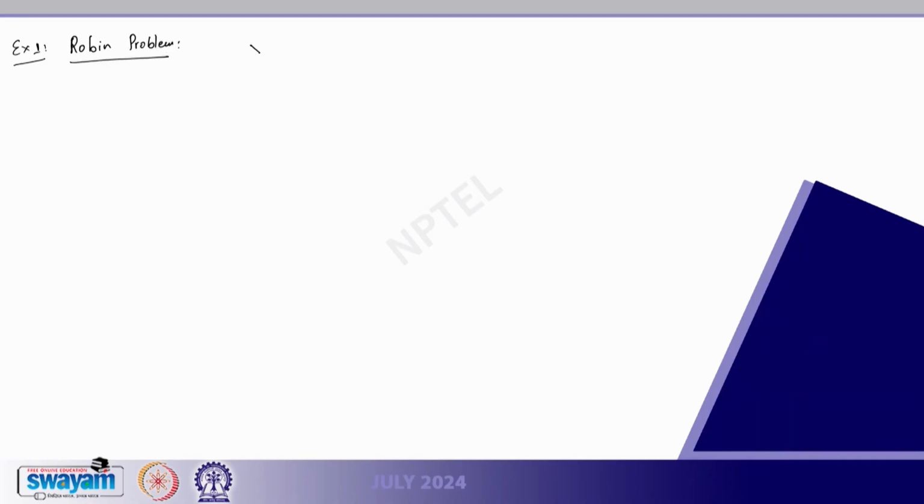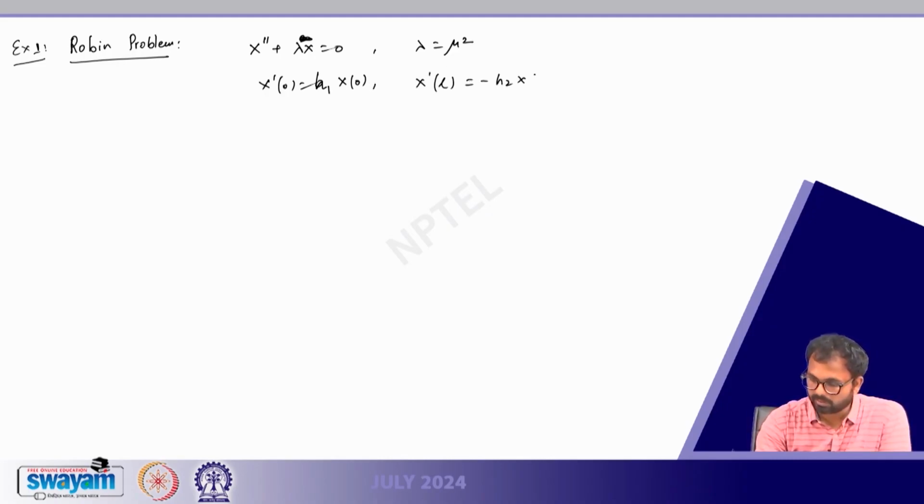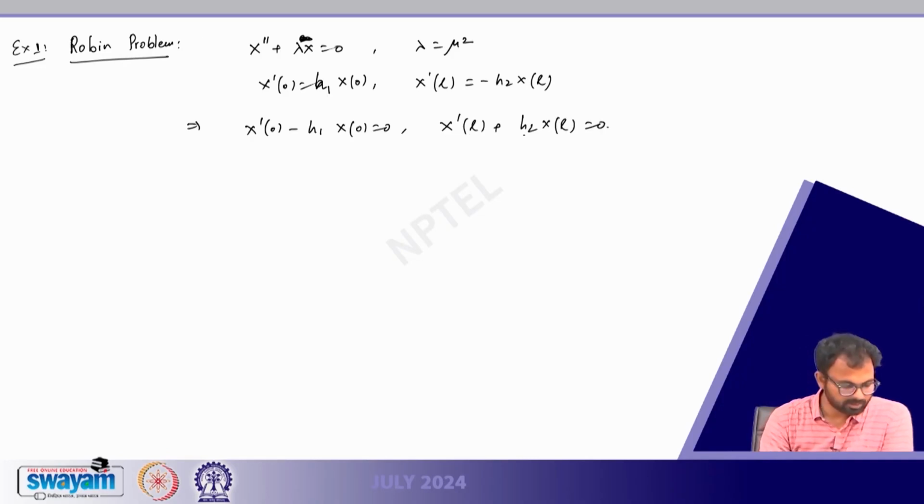So suppose our given equation is X double dash plus lambda X equals 0, with lambda equals mu square, and X dash at 0 equals h1 times X at 0, and X dash at L equals minus h2 X at L. We can write in short X dash at 0 minus h1 X at 0 equals 0, and X dash at L plus h2 X at L equals 0. So this is our Robin problem.